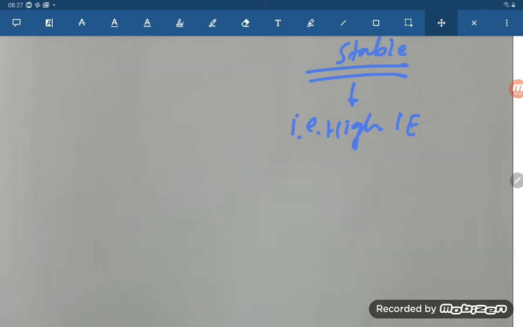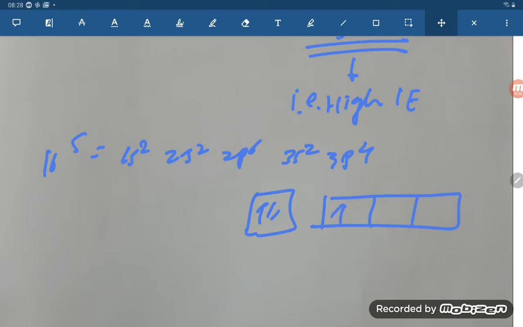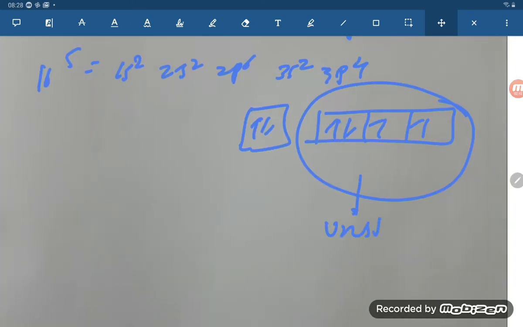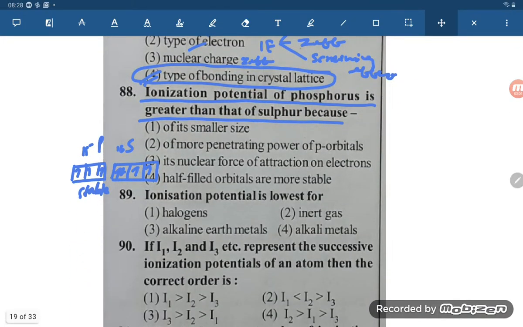But when you are talking about sulfur 16, what is the configuration? 1s2, 2s2, 2p6, 3s2, 3p4. Here 3s2 is no problem. But in the p orbital, how many electrons are there? 4 electrons. So this configuration is unstable, neither half filled nor full filled. So that is low IE, low ionization enthalpy. Half filled orbitals are more stable. So the correct option is option number 4.